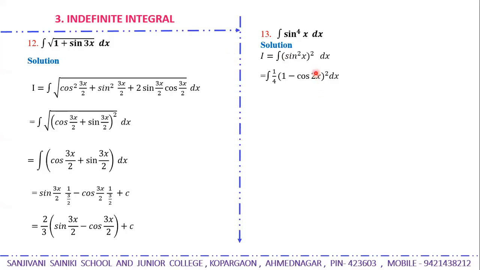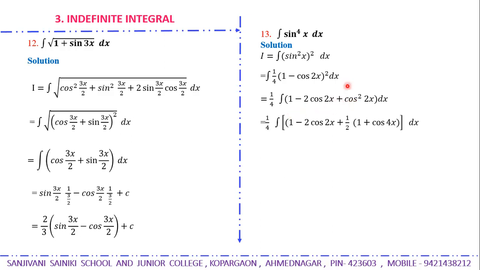Here cos 2 theta is equal to 1 minus 2 sin square theta. So sin square theta is 1 minus cos 2 theta upon 2. It's a square, so 1 upon 2 square is 1 upon 4, and 1 minus cos 2x, it's square, so (a minus b) square is a square minus twice ab plus b square.